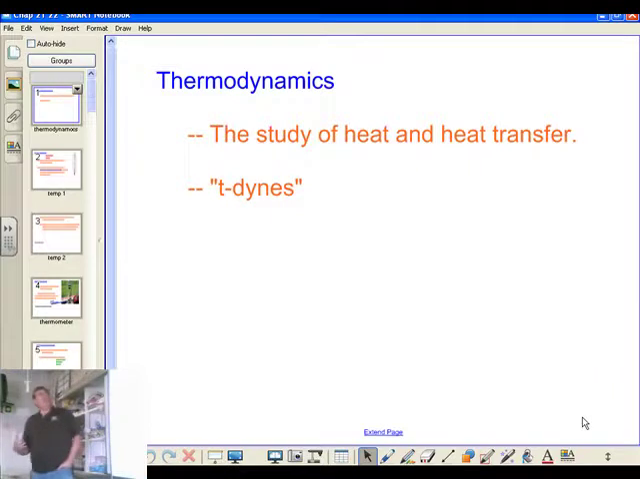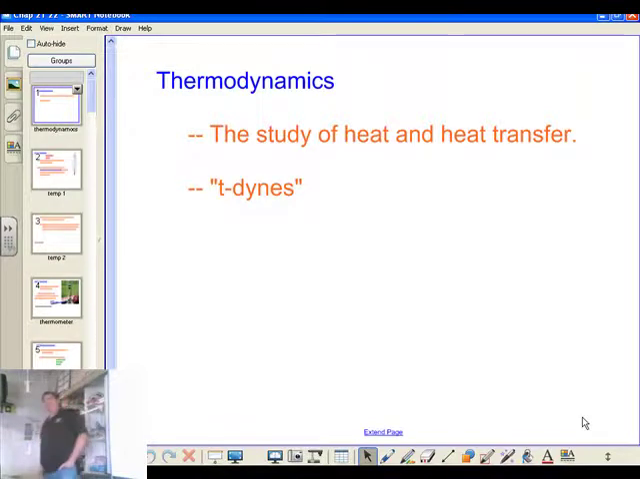Also, as an oceanographer, heat transfer is very important in understanding how heat flows through systems, how this energy goes from place to place. How does it go through the atmosphere and the ocean and the crust and things like that.